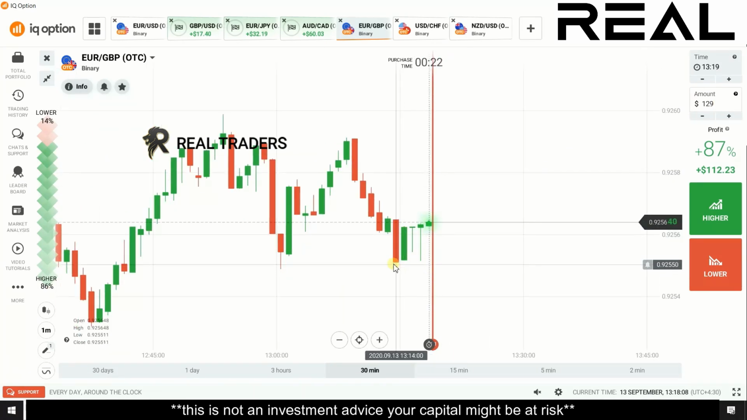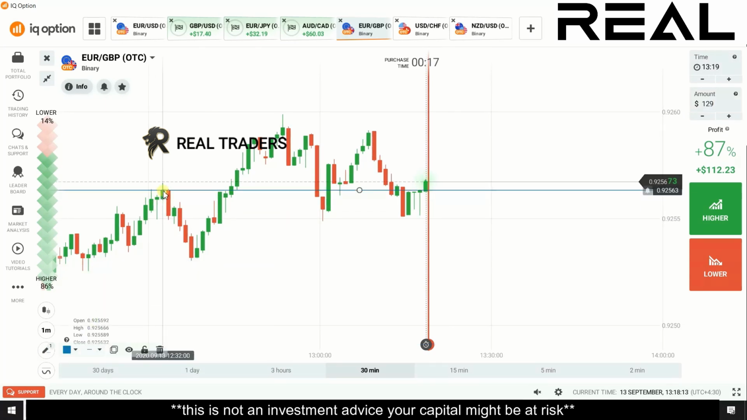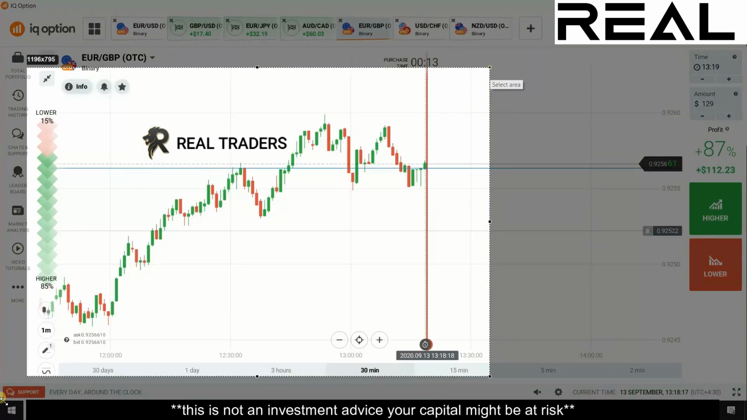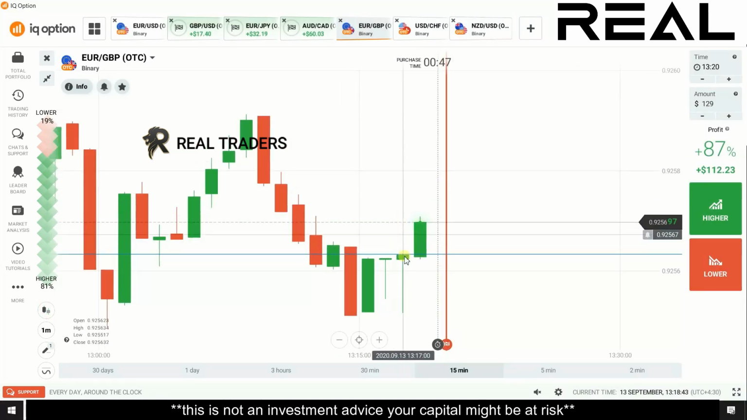Okay, there is a level here. Let me draw it. Okay, so if we see the market movement here, you can see it is moving like this, but here it didn't make a higher high, it made a lower high here. You can see it is a lower high. So I think the market is changing to a downtrend from this level, so it may go down at any time.